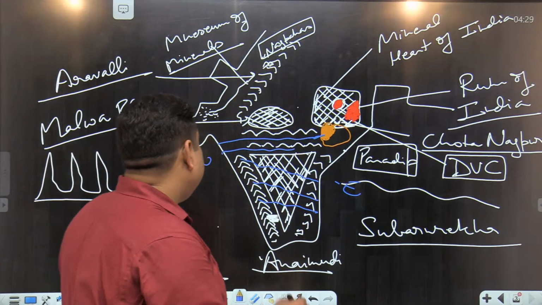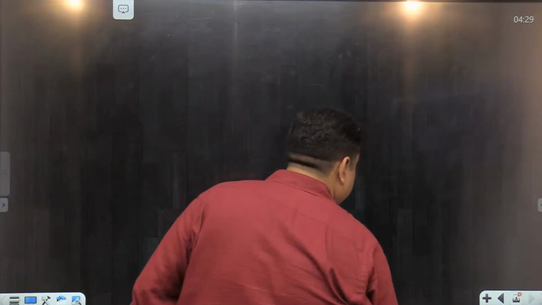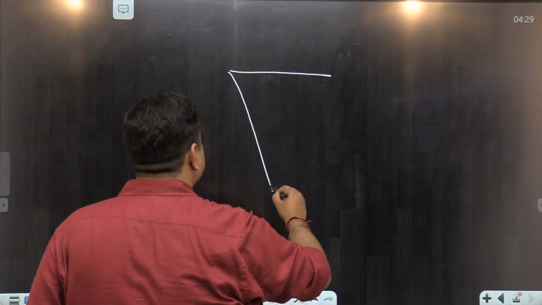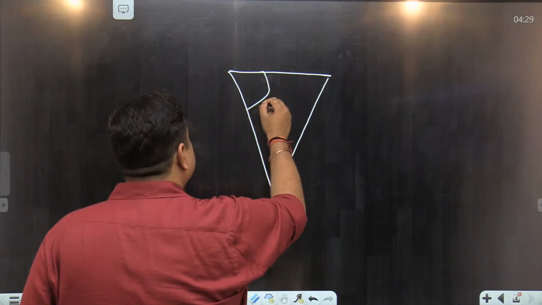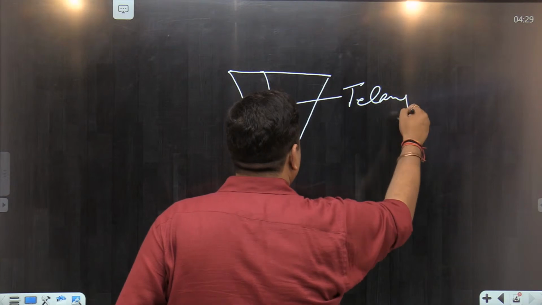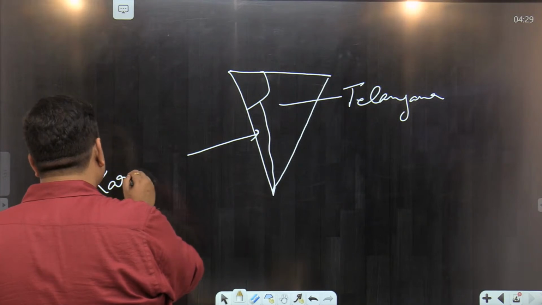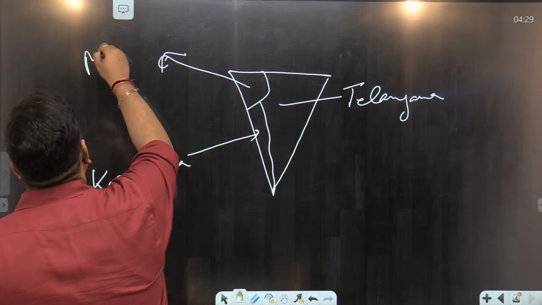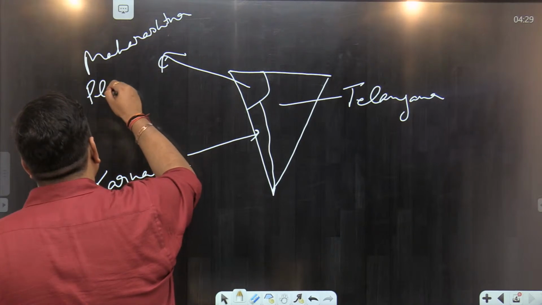Then let us come to the Deccan Trap region. It can be further subclassified as the Maharashtra Plateau, the Karnataka Plateau, and the Telangana Plateau.